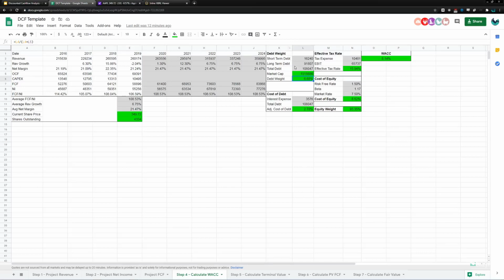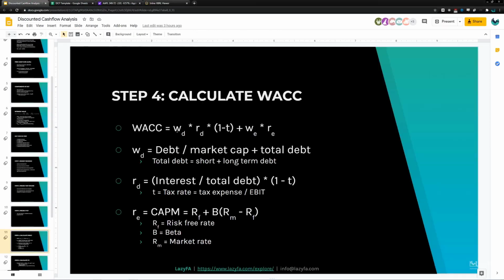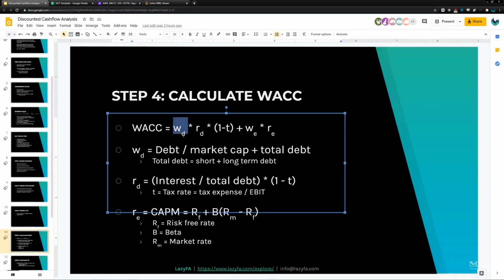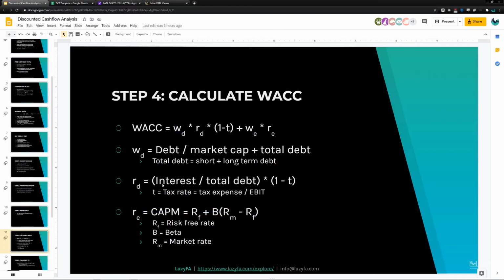Okay, so that gives us the first part of WACC. That takes care of the weight of debt. The next thing is the cost of that debt. So we want to know how much it's costing them to hold that debt. And we can get that by looking at their interest expense, because that's the interest that they're going to pay on all of their debt.